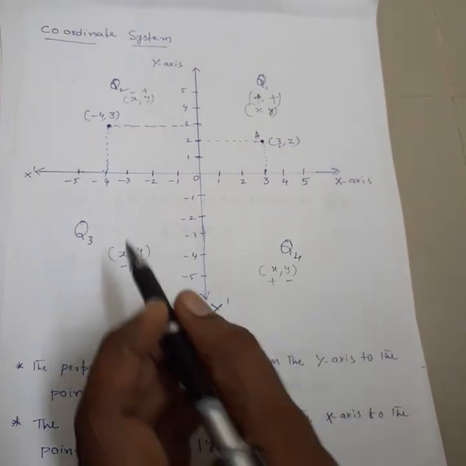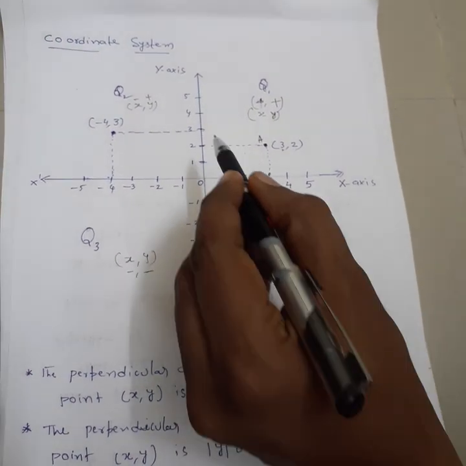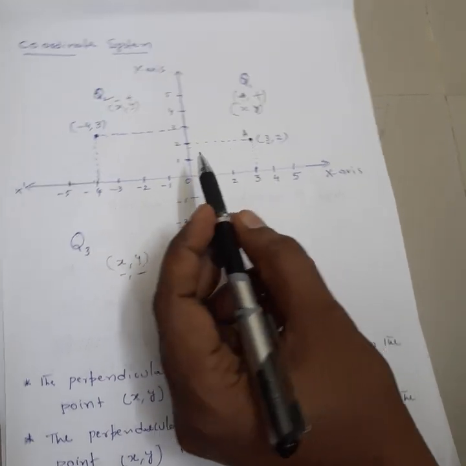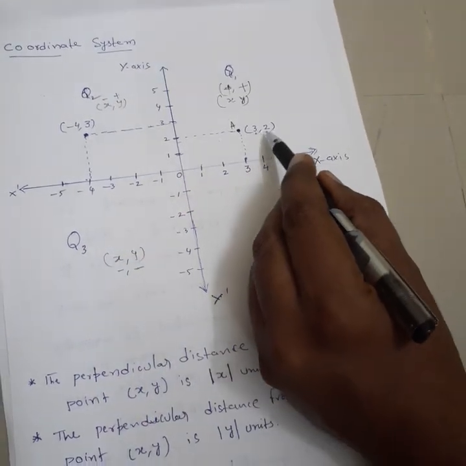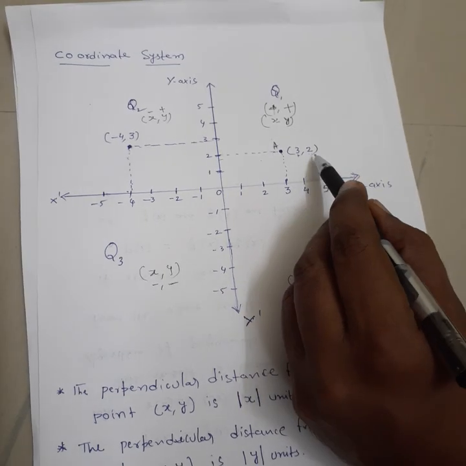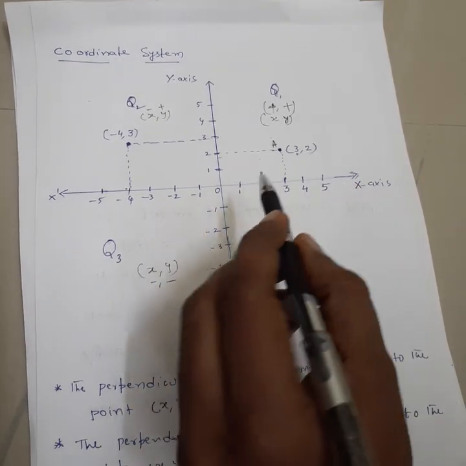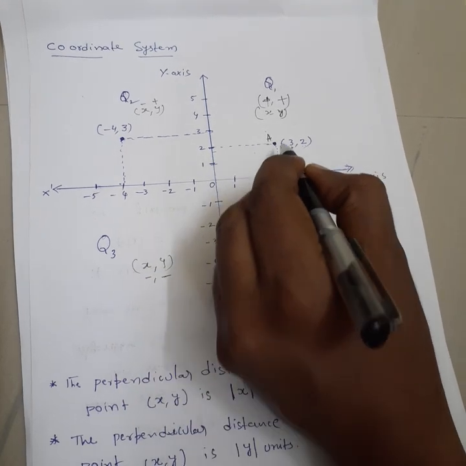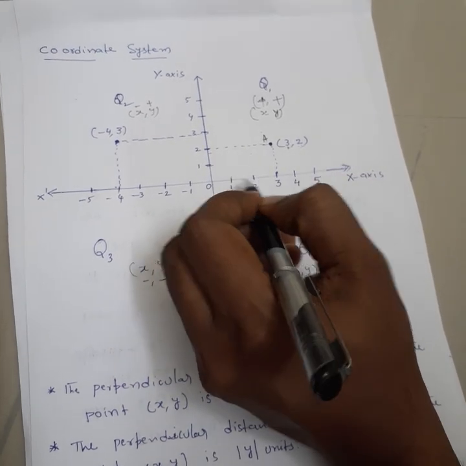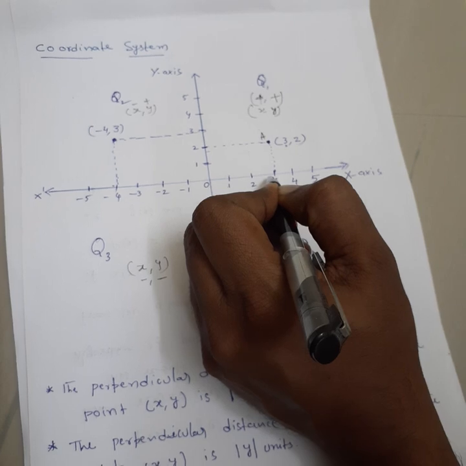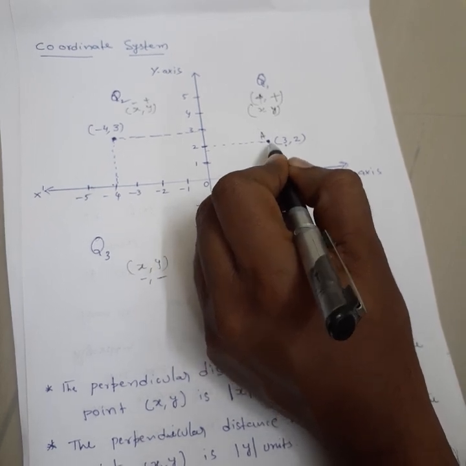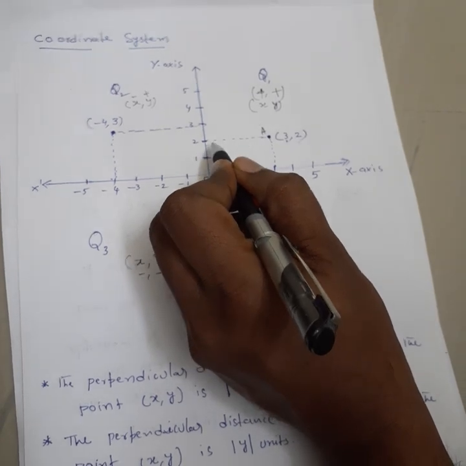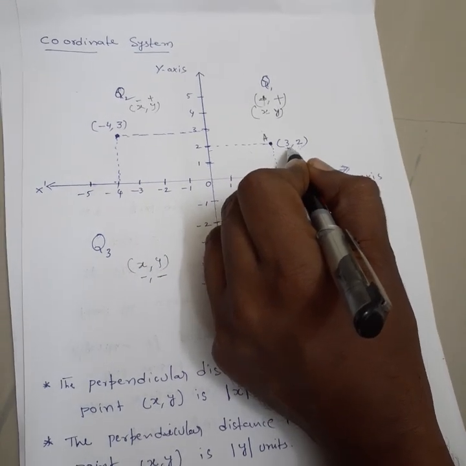Now clearly we know that the perpendicular distance from the x-axis to the point (3, 2) is 2 units. The perpendicular distance from the x-axis to this point is 2 units. The perpendicular distance from the y-axis to this point is 3 units.